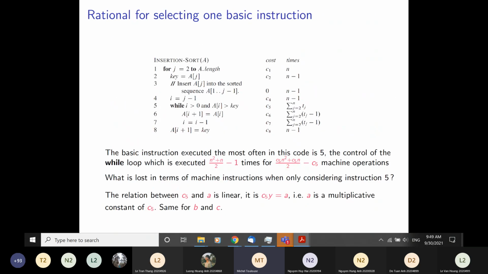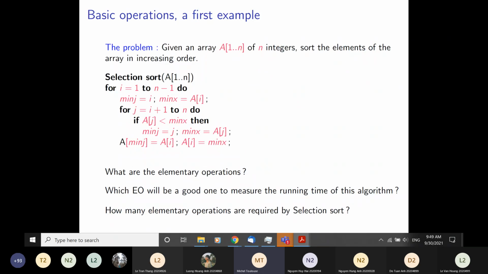Okay, so for now we are going to count only one instruction in the code, the one that is executed the most often. So what we have to do now when we want to express the running time of an algorithm is to figure out which instruction is executed the most often, and then calculate how often it is executed. So now we have selection sort. You want to figure out the running time of this algorithm. So we need to get the one that is executed the most often.